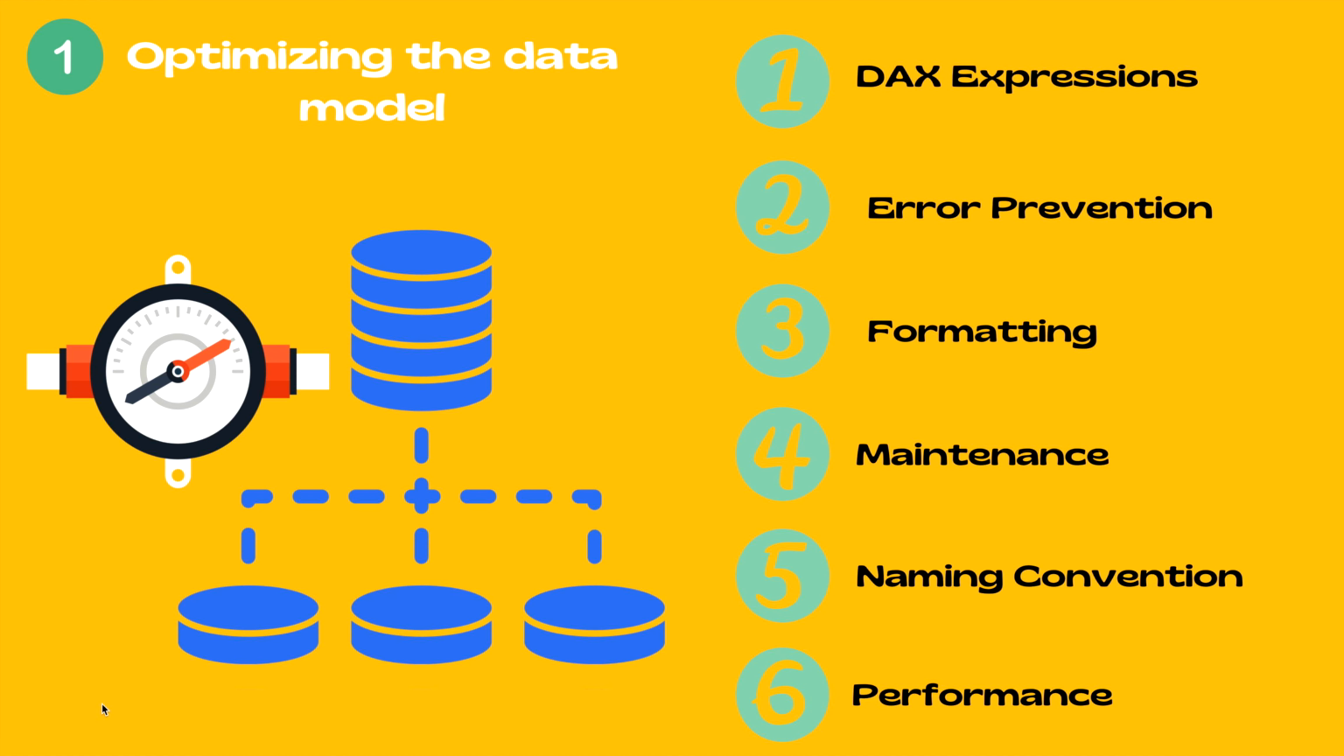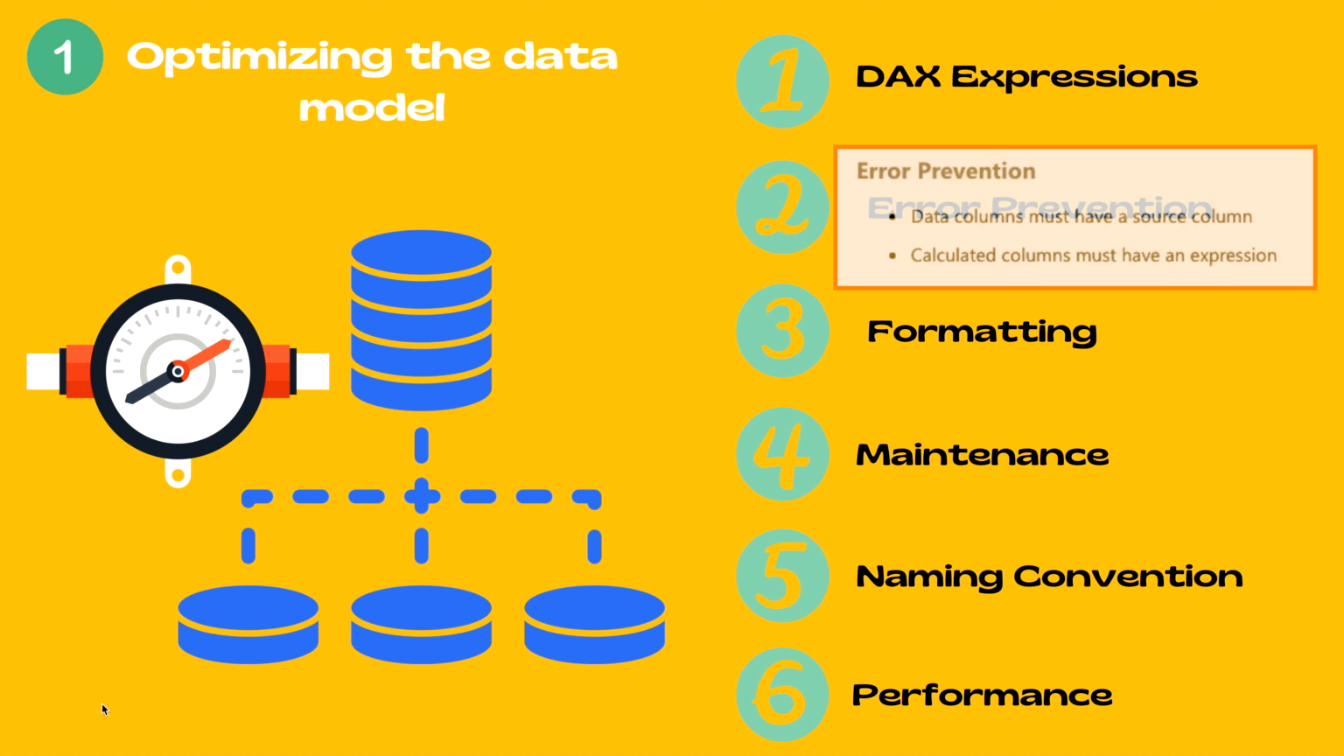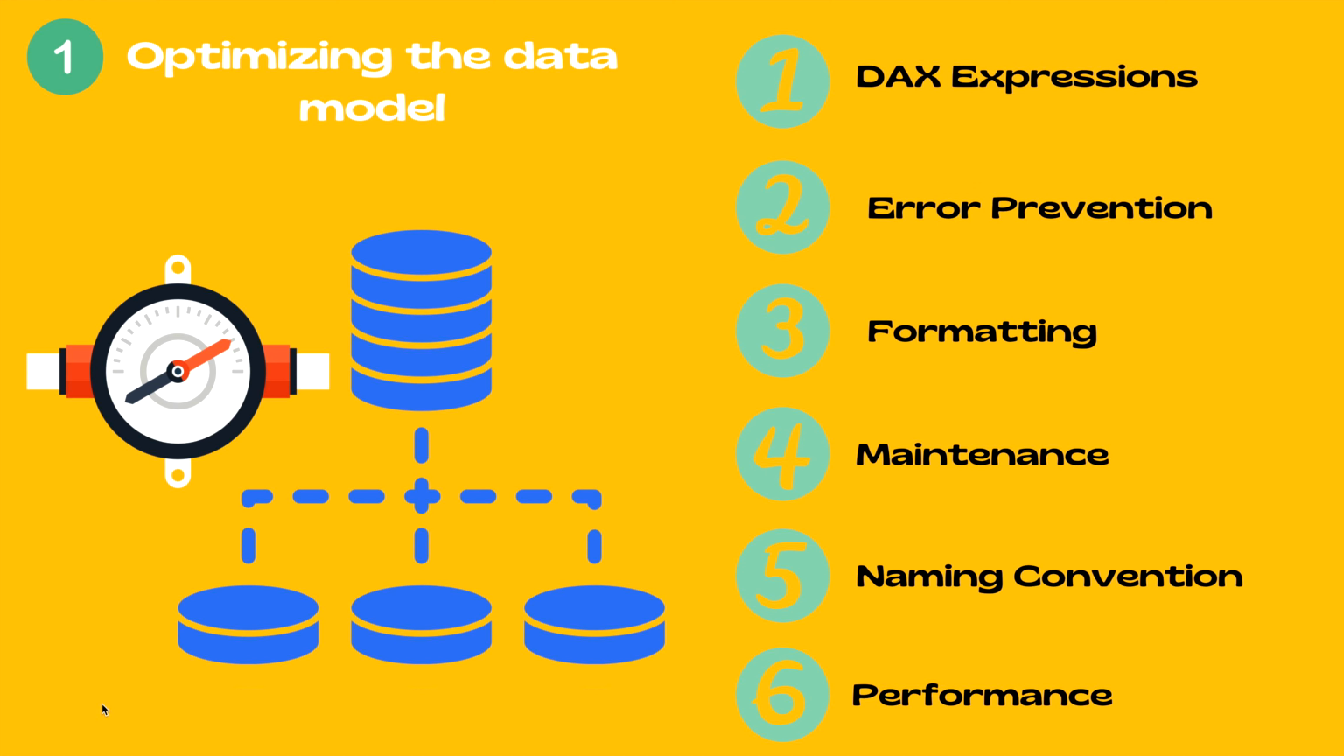Second one is error prevention. Whenever you are working on your data model, there should not be any error. Like generally when you are loading the data, you see some kind of error appearing, and that can be due to a data format error or anything. A data column must have a source column and your calculated column must have an expression. So always check your calculated column expression and the columns that it's referring to, to prevent the error.